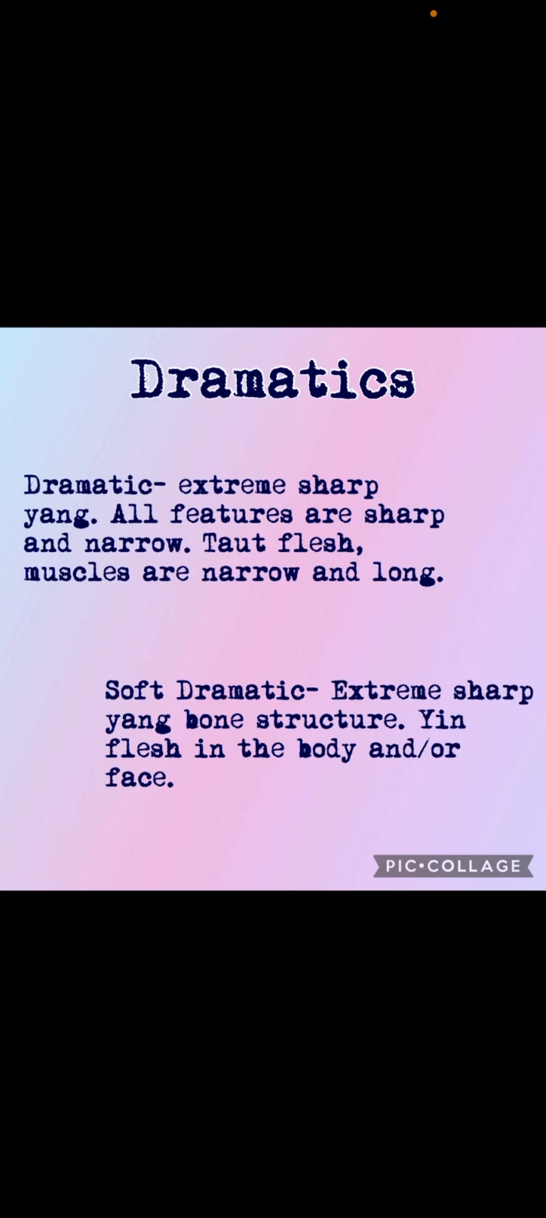Because their bones are so long, there has to be a balance in their width to hold up those long bones, anatomically. That is what makes a dramatic type. You have to have that vertical, which is those long bones. Short bones exclude you from being a dramatic. Soft dramatics have extreme sharp yang bone structure, but yin in the flesh and body and/or the face. You don't have to have a yin face in a soft dramatic, but you do need yin flesh in the body. So let's look at our ladies, Olivia Culpo, who is a dramatic, and Sofia Vergara, who is a soft dramatic.